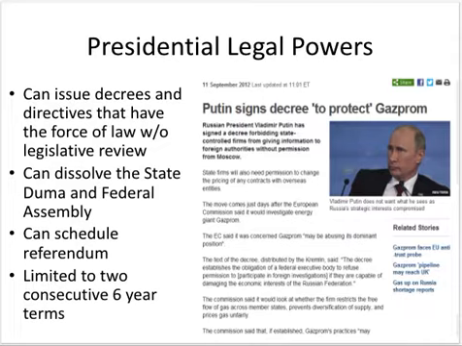Some of the legal powers: can issue decrees, which are similar to executive orders. Basically, they force law without actually having to go through the Duma and creating a legislative act. Can also dissolve the State Duma, which is the parliament, and the Federal Assembly. Can schedule a referendum, and it currently is limited to 2 consecutive 6-year terms. And this has changed over the years, due to Putin making the terms longer and saying consecutive, but never said how many terms total or how many years total.